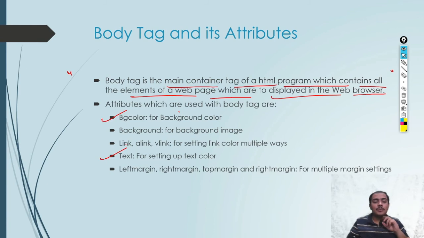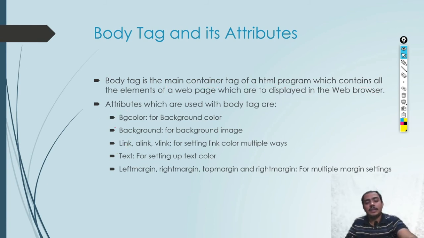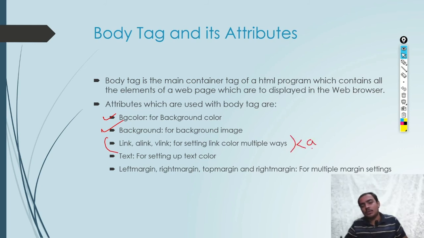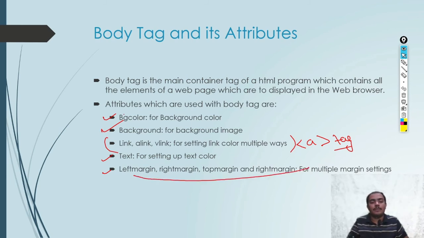Well, we have some attributes here which can be used with this. These few attributes are BG color, background. Then we have these three attributes which are generally used with the A tag. Then we have the attribute called text, and then we have four margin attributes for multiple types of margins. Well, this BG color attribute is generally used to give a background color, whereas this background attribute is used to give a background image in our page.